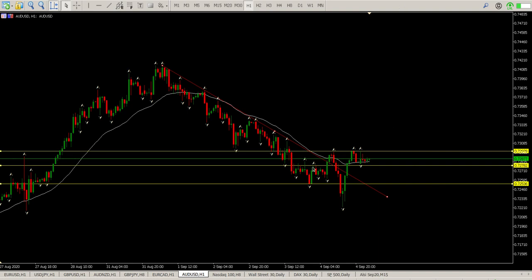Okay, so that's kind of my bias at the moment on this pair, is this trend line break, big rejection off the bottom here, nice strong move, consolidation. I'm looking for the second strong move.